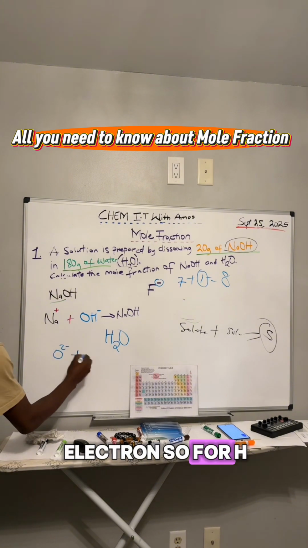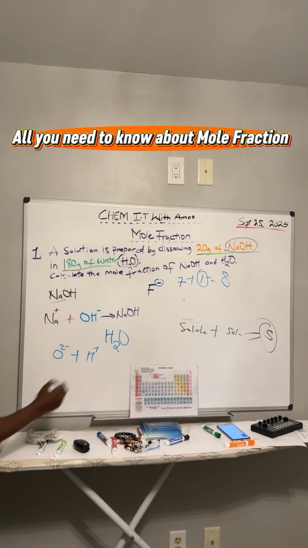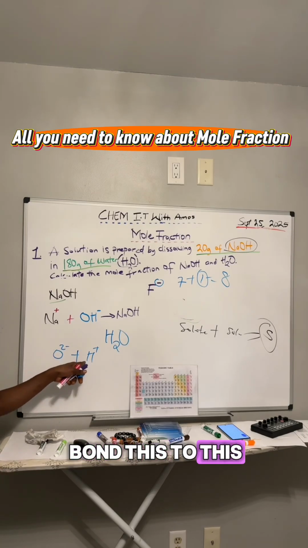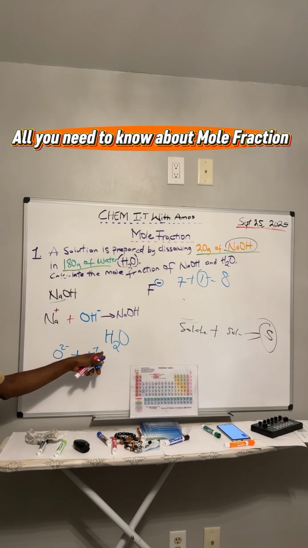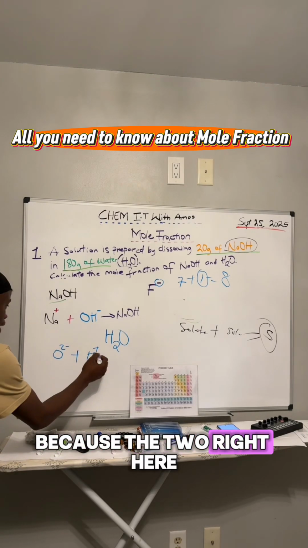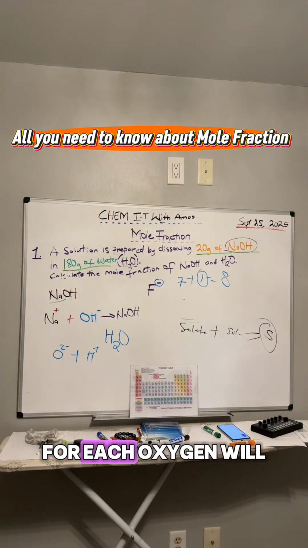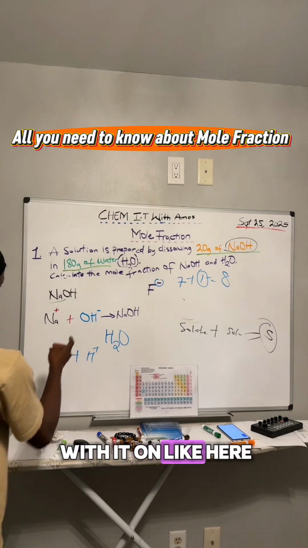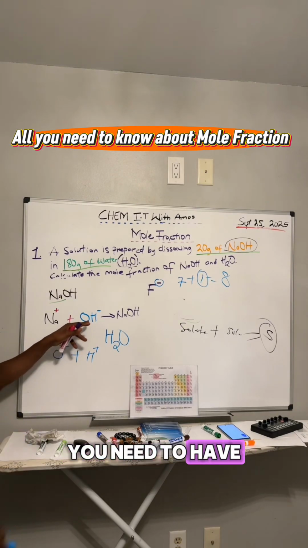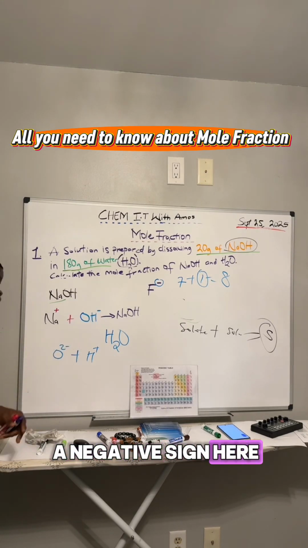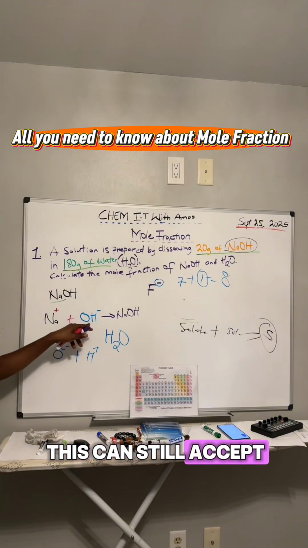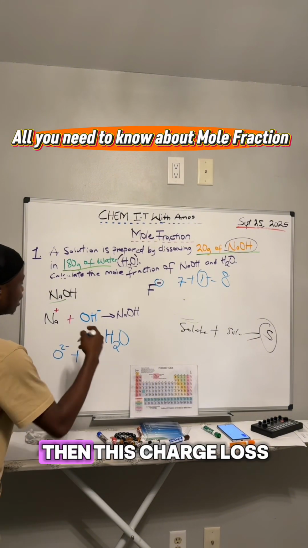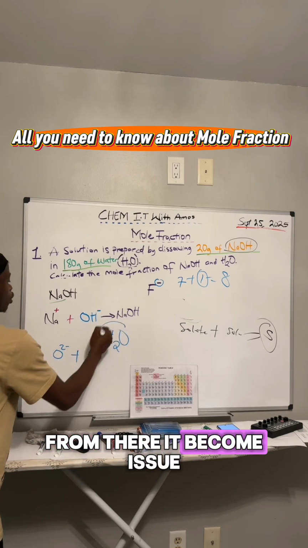So H is positive. To bond this to this, you need 2 H, because with the 2 H, oxygen will be able to bond with it. Unlike here, where you have 1 H and a negative sign, it tells you that this can still accept 1 more to make it H2O. So when it accepts, the charge is lost, and it becomes H2O.